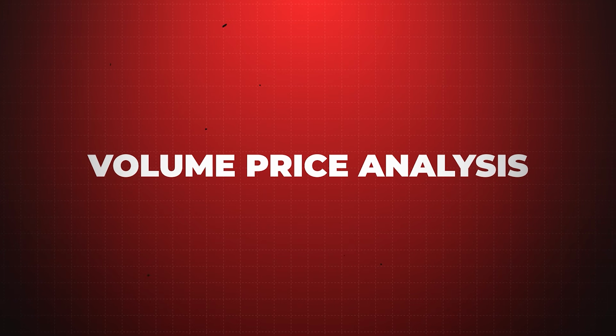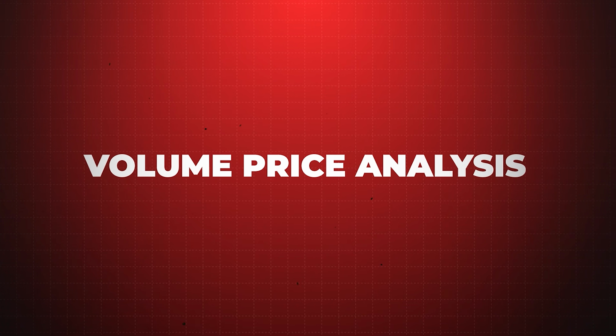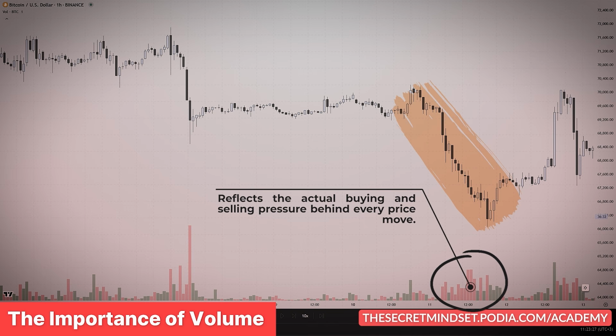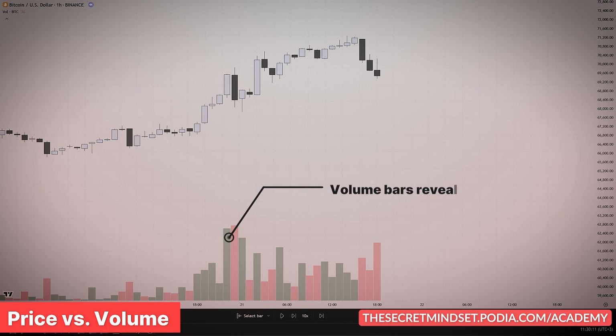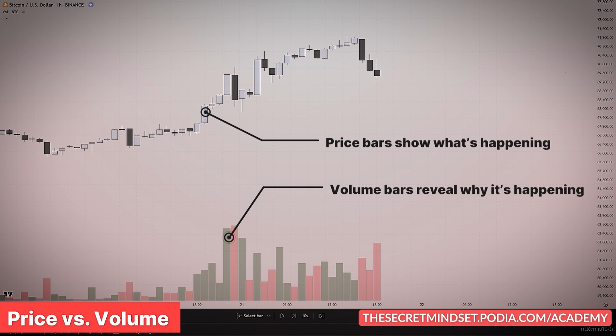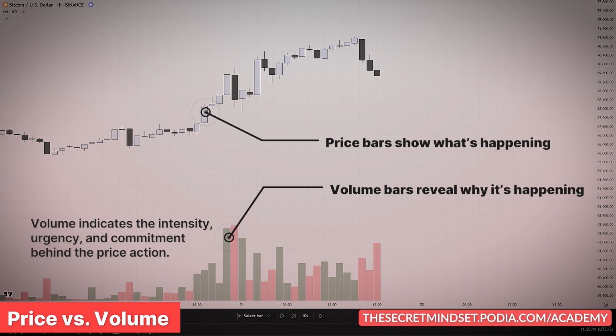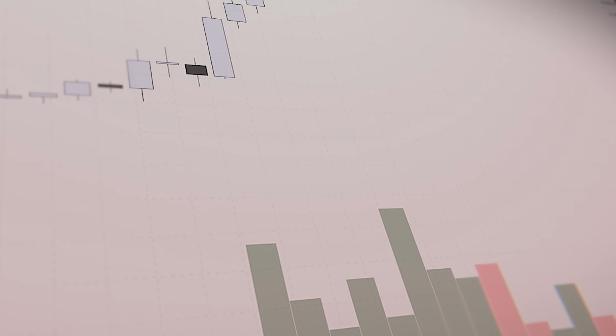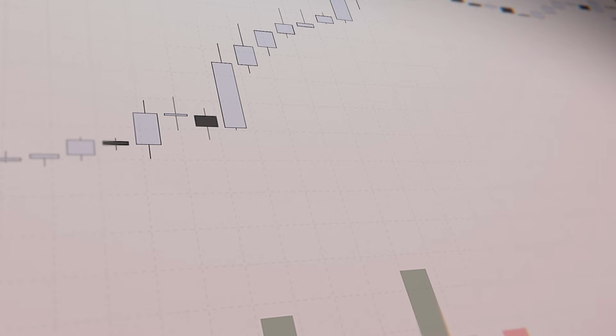Price action becomes 10 times more effective with the help of volume. Volume is the lifeblood of the markets. It reflects the actual buying and selling pressure behind every price move. When you're looking at a chart, the price bars show you what's happening, but the volume bars reveal why it's happening. Volume tells you about the intensity, urgency, and commitment behind the price action. Here's how you can use volume to confirm or question what you're seeing in the price.